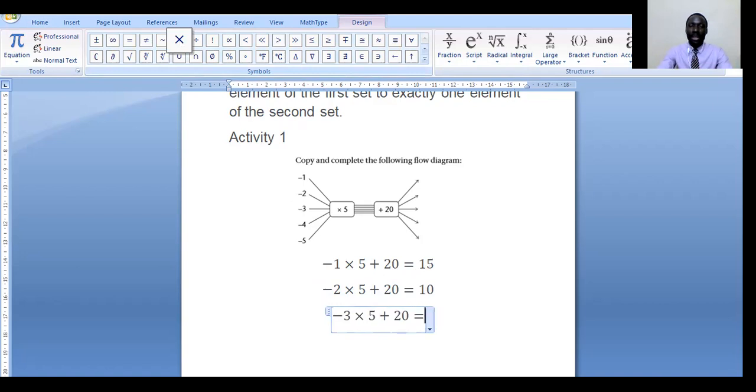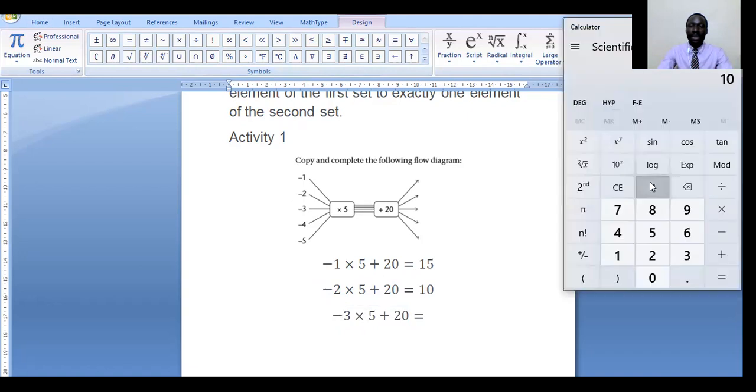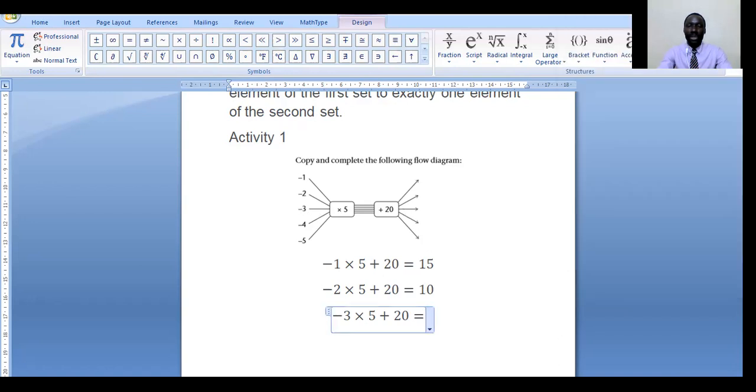What do we get from here? Well, let's check. What we have now is 3, but it's -3 that we have to multiply with 5 before we can add 20 to it. When we do that, what we get is 5. So -3 as input gives +5 as output, and we say 5 is unique to -3.